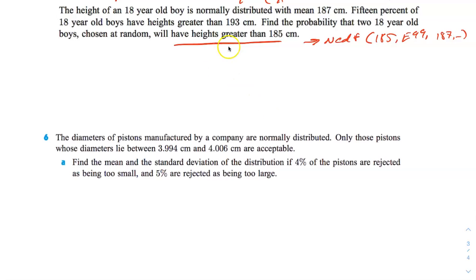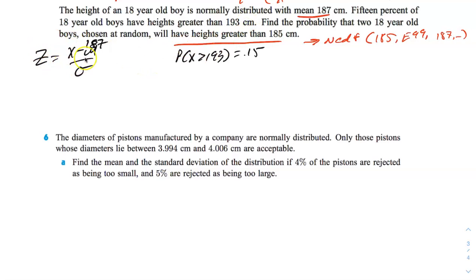So let's just start with the first part, right? I got to find the standard deviation because I'm missing it. So what do we have? We have a mean of 187. We know that 15% of 18-year-old boys have a height greater than 193. So again, you have to know how to rewrite that. So we're saying the probability you're greater than 193 is 0.15. So it's all about how you rewrite that.